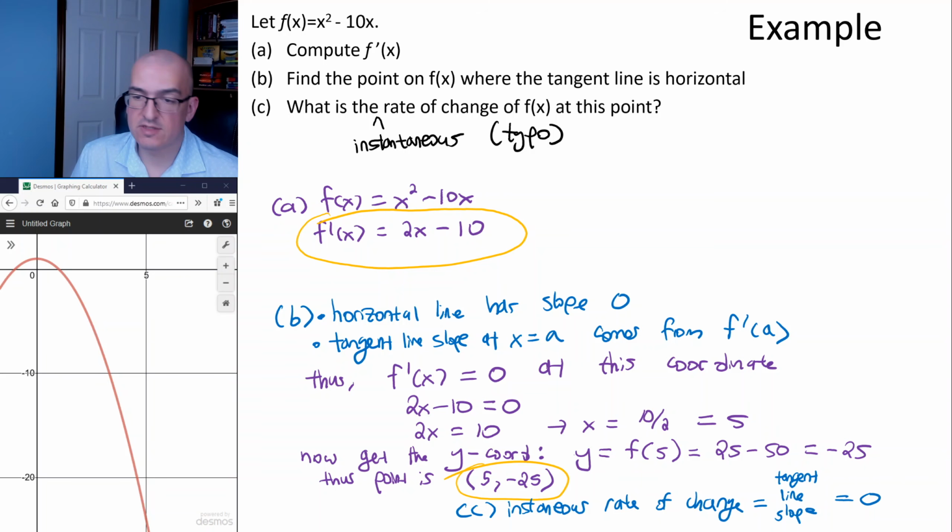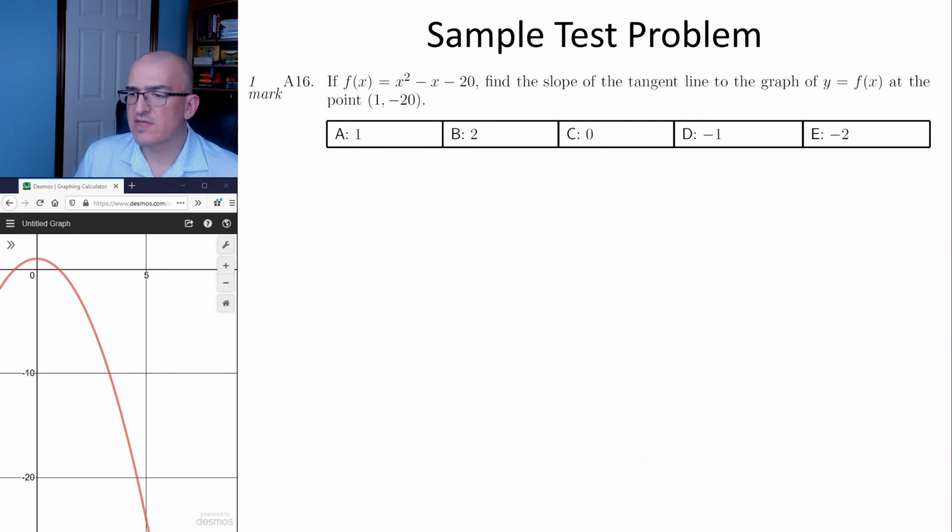Okay, now a question from a test. This is a really ancient test, I think. If f of x is x squared minus x minus 20, find the slope of the tangent line to the graph of f of x at the point 1 comma negative 20.